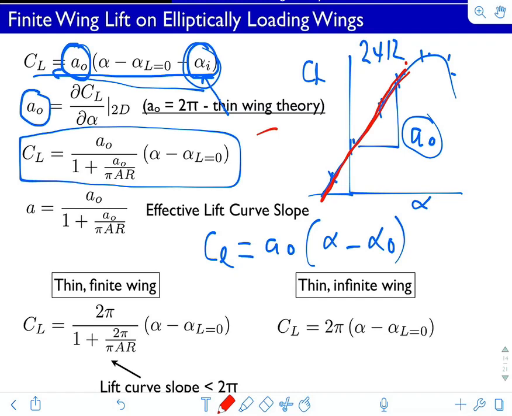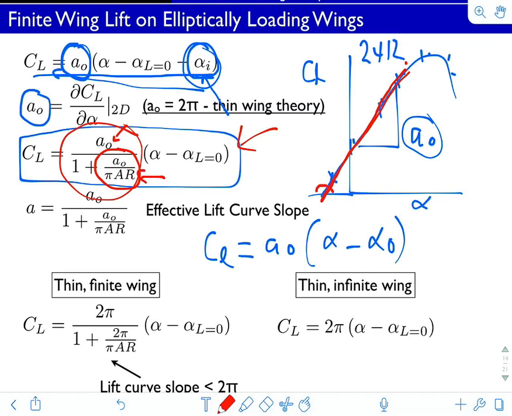This equation is very similar. The only difference is the slope right out here, where we have A naught in the numerator. That's a 2D lift curve slope, but we have this term in the denominator, which is going to change the denominator to be something greater than 1, meaning the effective slope is going to be less than A naught. Again, you can see the aspect ratio having an effect here. And what this means is we'll get a decrease in the slope.